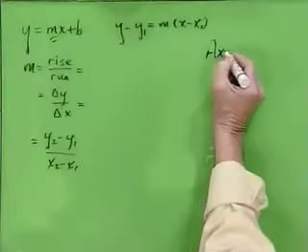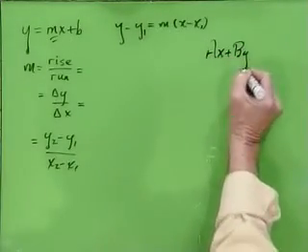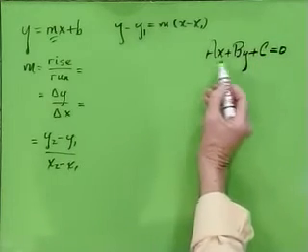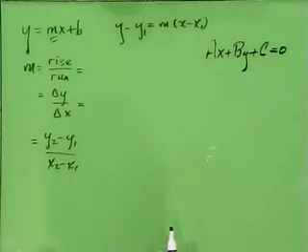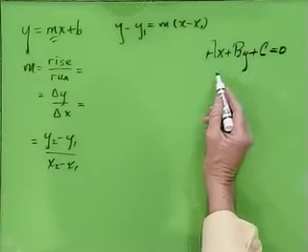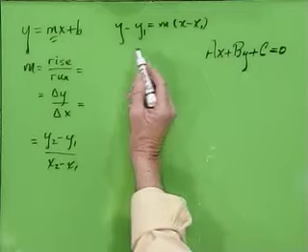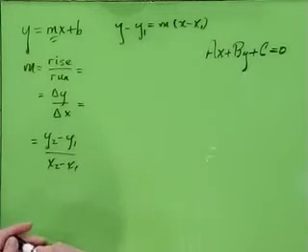Now, there's another equation of a line where you put all the variables on one side, and it ends up looking like this. Ax plus By plus C equals 0. This is where A, B, and C are all constants. And this is sometimes referred to as the standard equation of a line. This is the point-slope equation of a line. And this is the slope-intercept equation of a line.